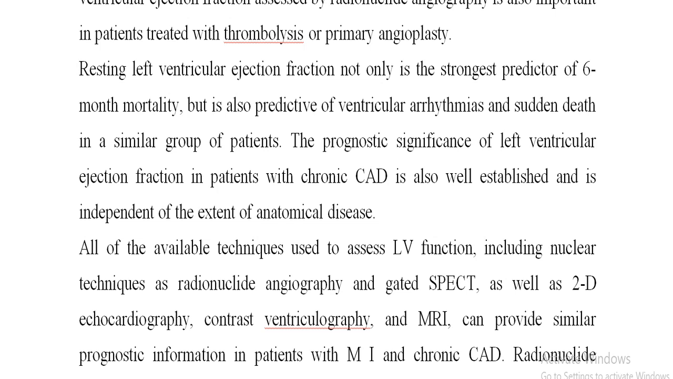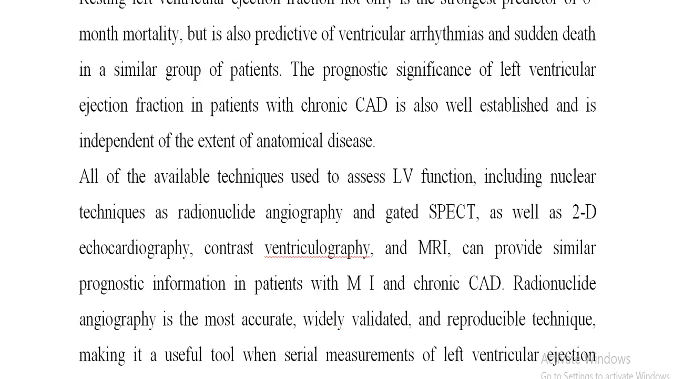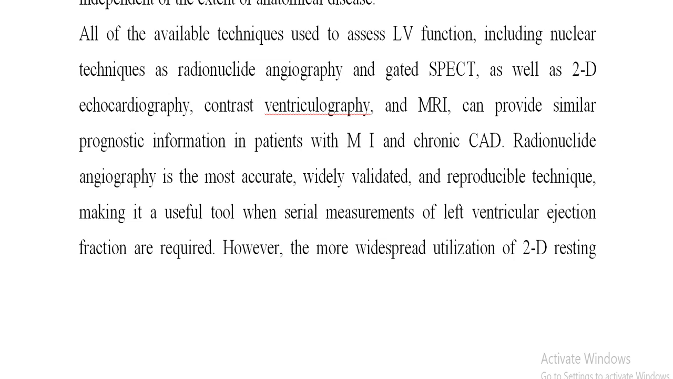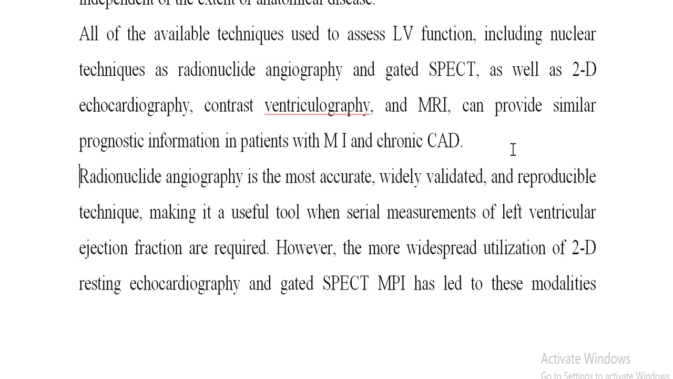All of the available techniques used to assess LV function, including nuclear techniques such as radionuclide angiography and gated SPECT, as well as 2D echocardiography, contrast ventriculography, and MRI, can provide similar prognostic information in patients with MI and chronic CAD. Radionuclide angiography is the most accurate, widely validated, and reproducible technique, making it a useful tool when serial measurements of left ventricular ejection fraction are required.